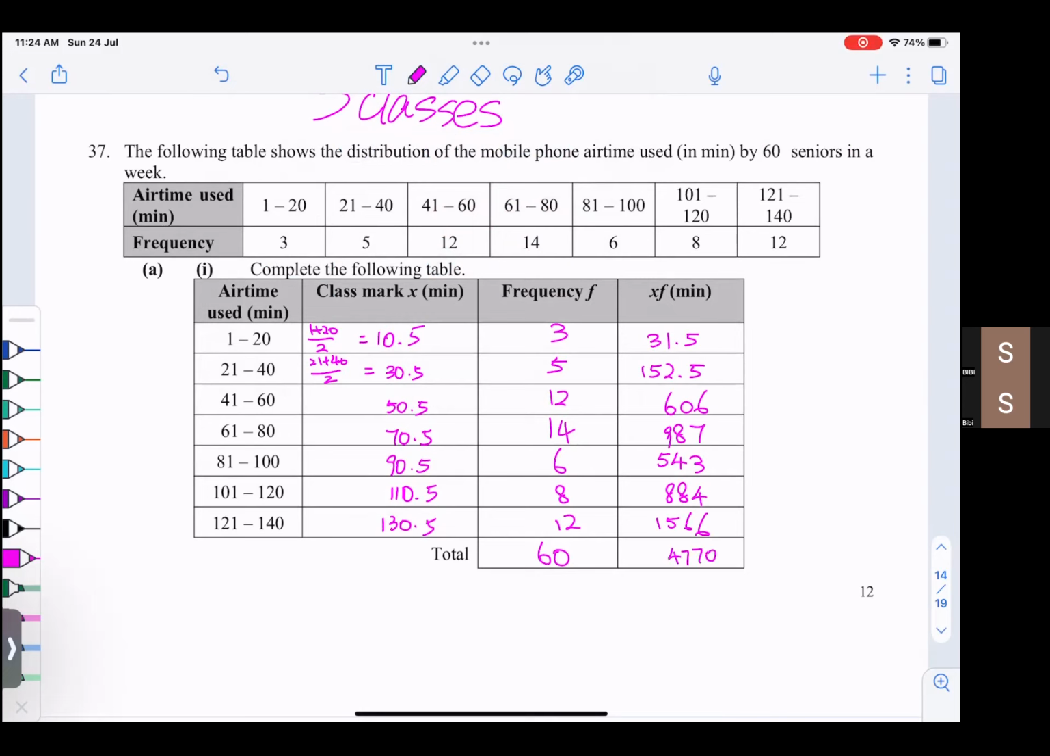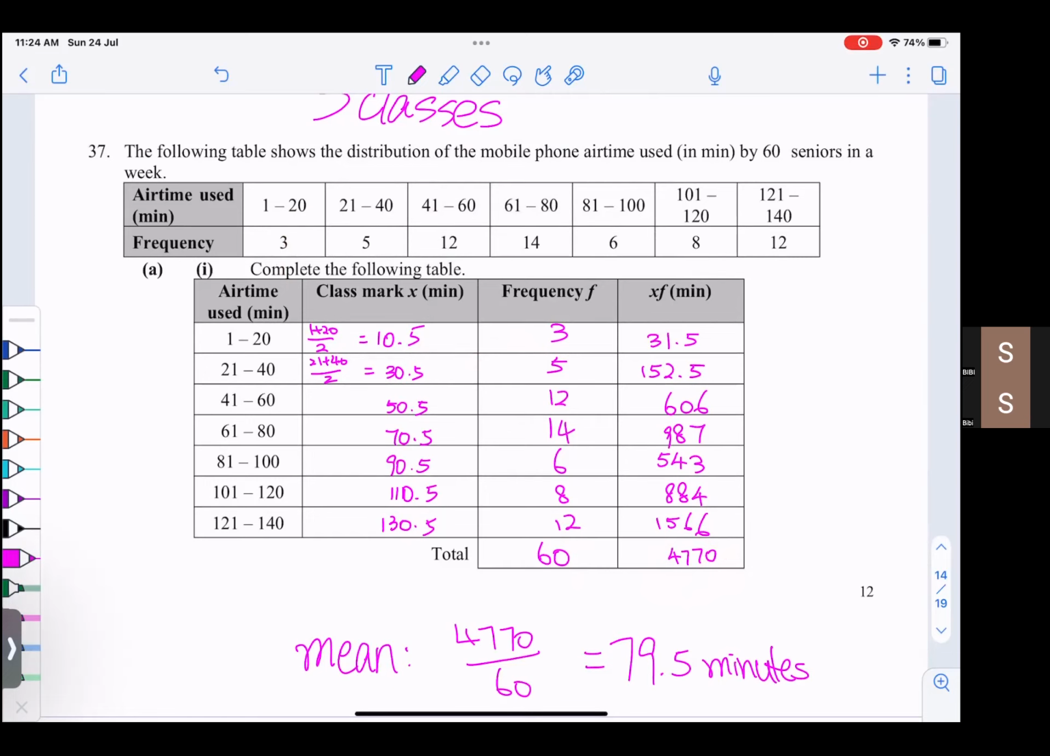Okay, so how do we find the mean? If you have all these things, mean will be the total value after multiplying divided by the total frequency, which is 79.5 minutes. Okay, that's how you find the mean.